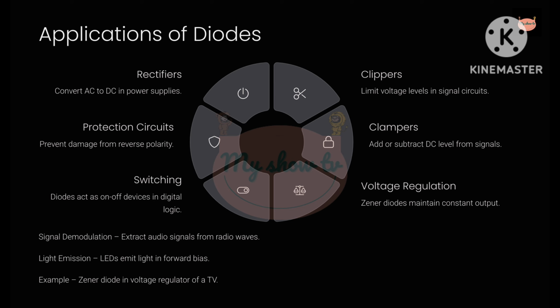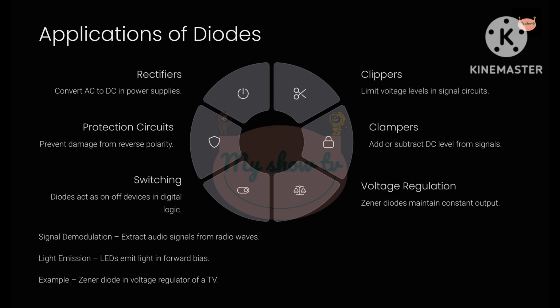Slide 7. Applications of diodes. Finally, let's explore the various applications of diodes in real-world electronics. 1. Rectifiers convert AC to DC in power supplies, the most common use. 2. Clippers limit voltage spikes and protect circuits.